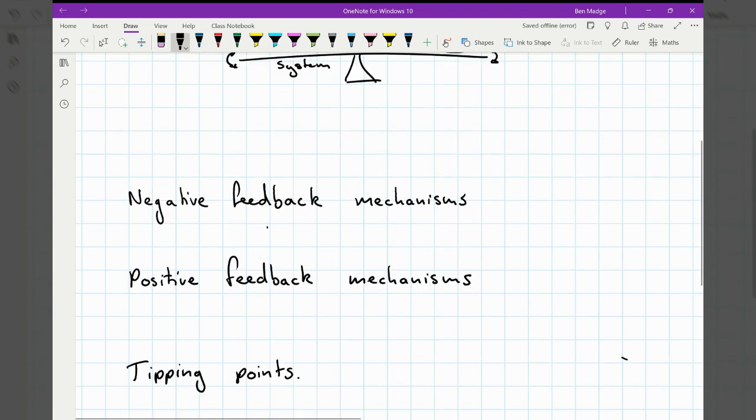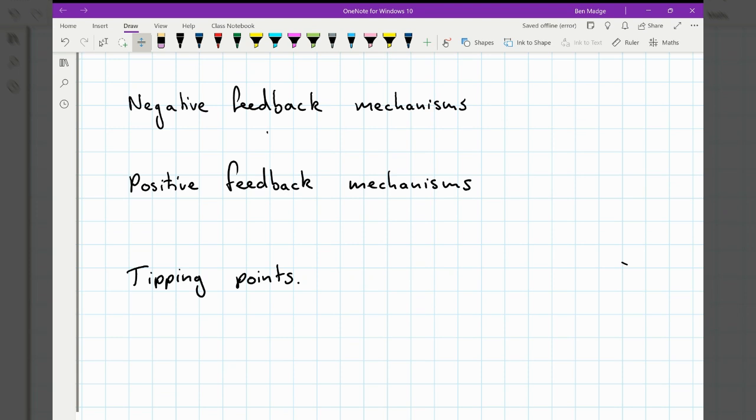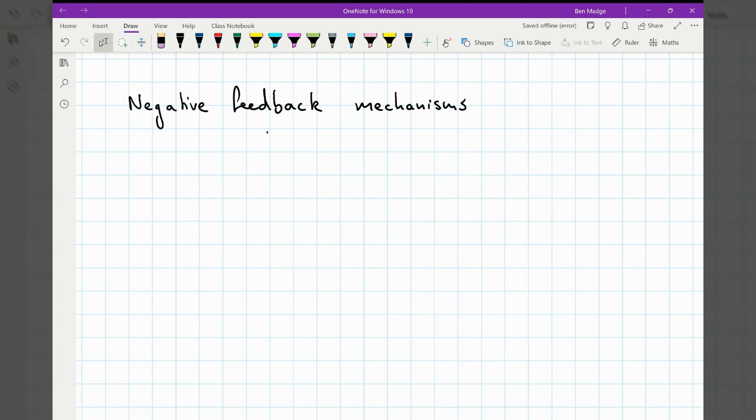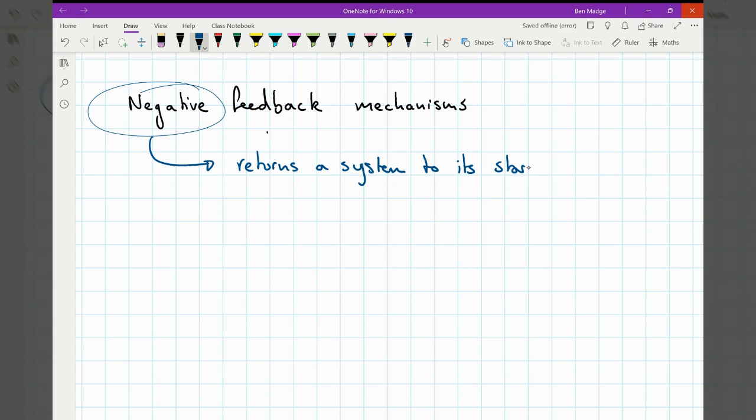Now, in natural systems, the feedback mechanism that returns things to their starting point is a negative feedback system. So our negative feedback system is one that returns a system to its starting point. So we have things that reduce the size of a change.